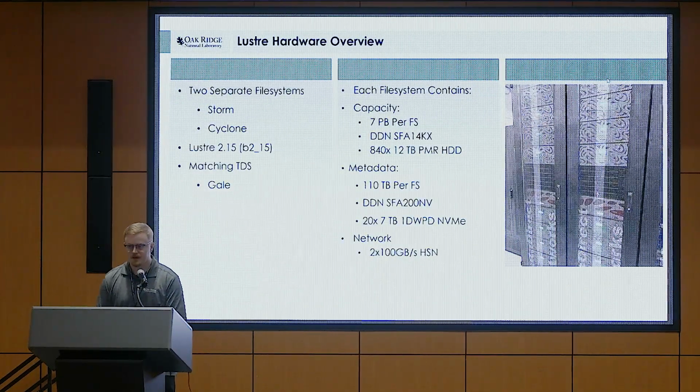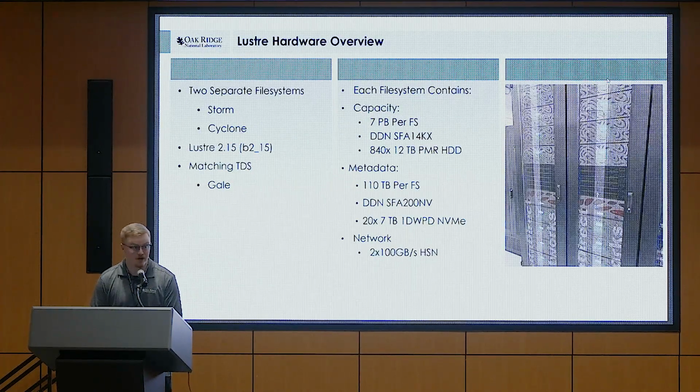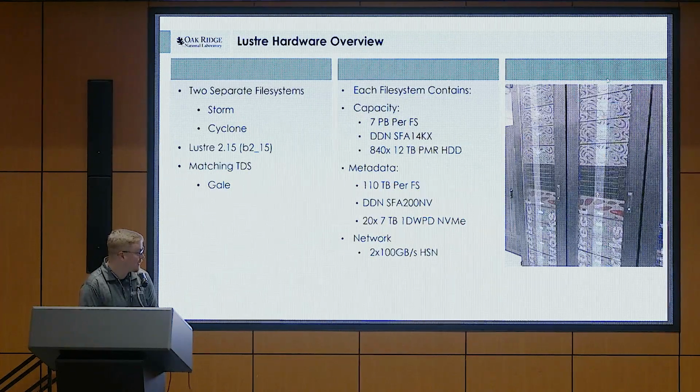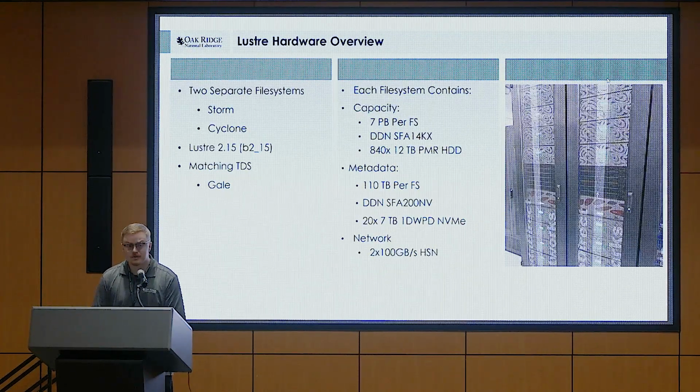Getting into it a little bit, some of the overview for our Air Force Weather program. We have two separate file systems, Storm and Cyclone, going with a little bit of the weather theme, right? They are both running Lustre 2.15, and we have an additional matching TDS named Gale, continuing with the theme. Each file system contains 7 petabytes, and you can see them pictured on the right for our capacity. They are composed of DDN SFA 14KXs and have approximately 840 drives of 12 terabyte PMR drives.